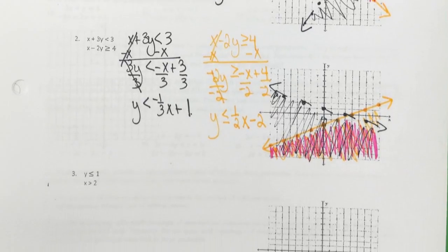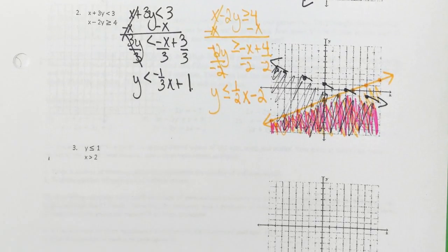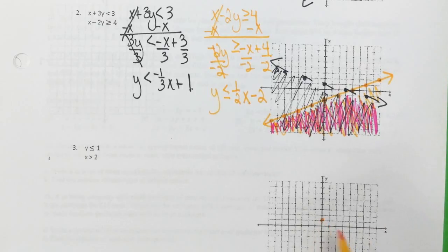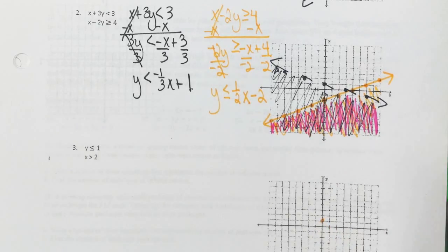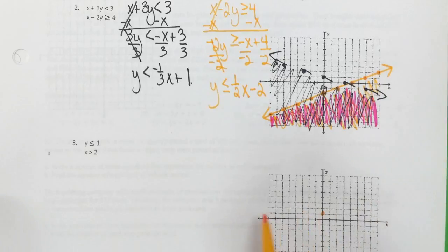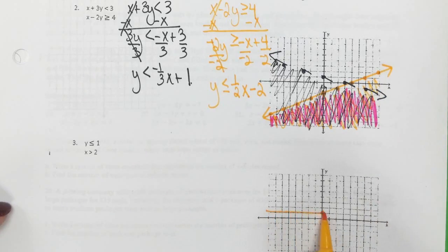Alright, here we go. Number 3. You got y less than 1. How do you graph that? Go to 1 on the y. What's he look like? There you go. So what is it, a dotted line or a solid? Solid. There you go.